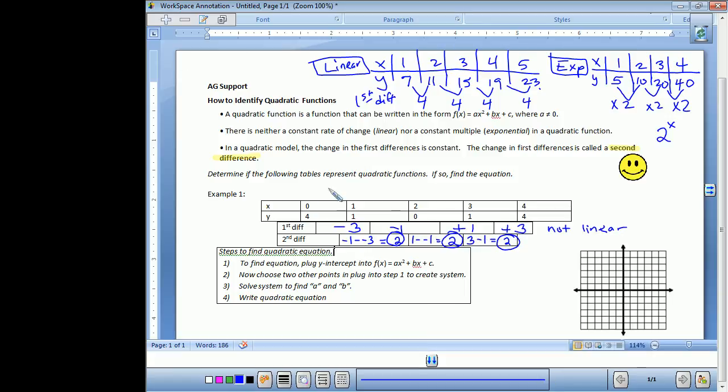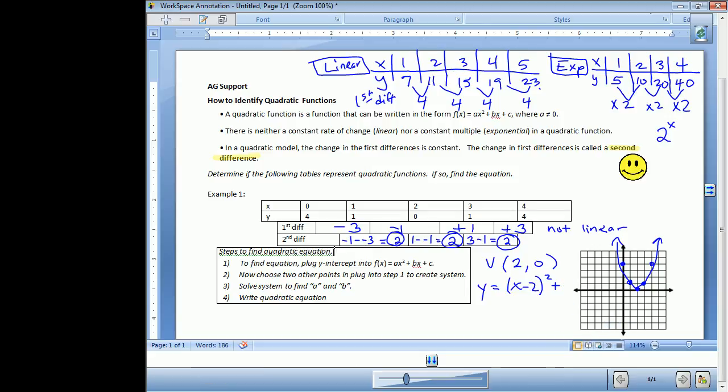Okay. So if I were to graph this: 0, 4, 1, 1, 2, 0, 3, 1, 4, 4. Does that look like a quadratic? It does. Do you see it now? And I bet you could write the equation for this looking at it. Where's the vertex? The vertex is at 2, 0. So it would be y equals x minus 2 squared plus 0. Do we need the plus 0? No. There we go.